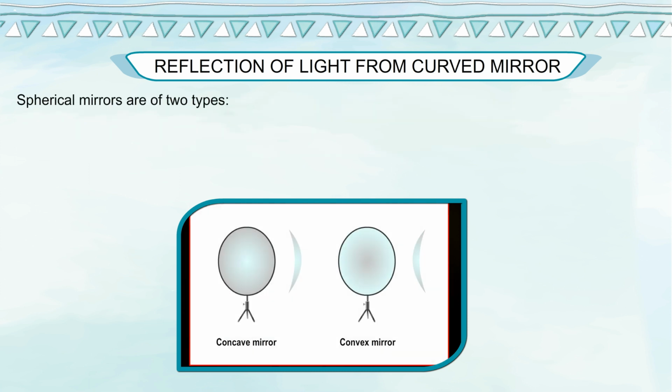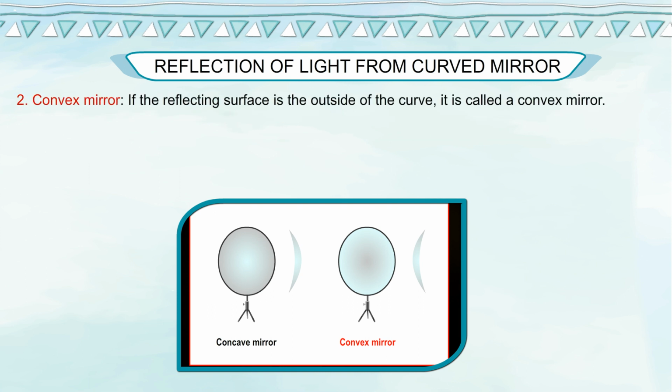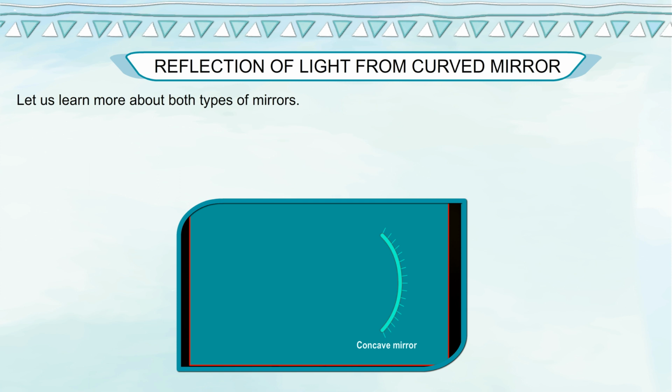Spherical mirrors are of two types. 1. Concave mirror. If the reflecting surface of the mirror is the inside of the curve, it is called a concave mirror. 2. Convex mirror. If the reflecting surface is the outside of the curve, it is called a convex mirror. Let us learn more about both types of mirrors.